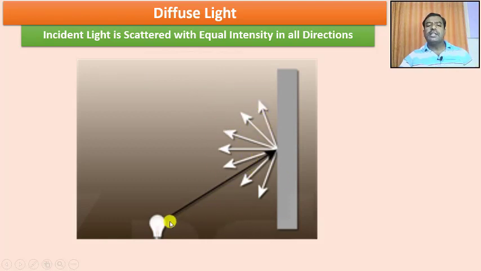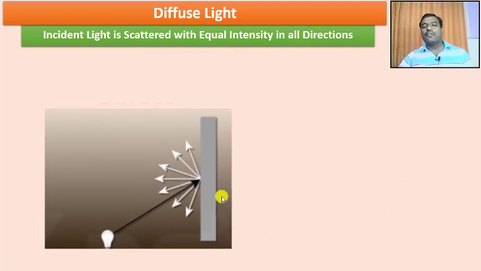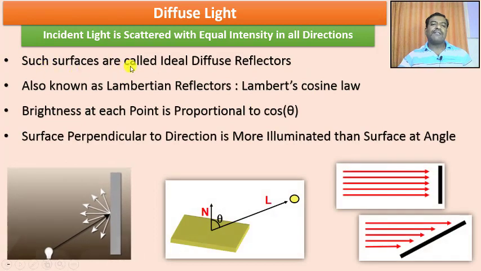Now in diffuse, there's going to be a source point, and now I am going to have a direction, and when the light is incident, I am going to have uniform scattering. Hence, in ambient, I don't know the direction, I don't know the angle. But in diffuse, I know what the direction is and I know what the angle of incident is. Hence, such surfaces are called ideal diffuse reflectors. Fine. If I'm going to have uniform reflectors, we're going to call this an ideal diffuse reflector.